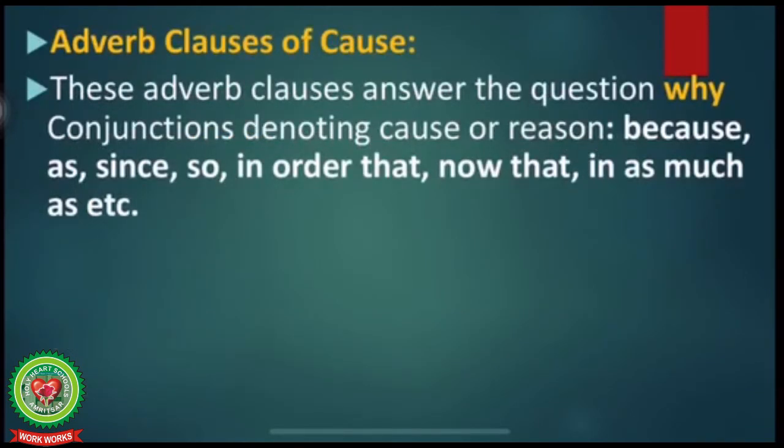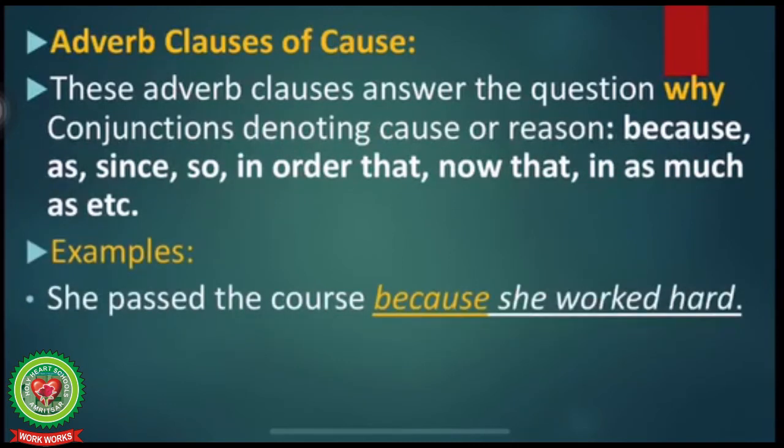So students, next on the list is adverb clauses of cause. These adverb clauses answer the question why. Conjunctions denoting cause or reason: because, as, since, so, in order that, now that, inasmuch as, etc. Now students, let us look at the examples. She passed the course because she worked hard. Here again, the subordinating conjunction is because, and the part that follows, because she worked hard, is the subordinate clause, and she passed the course is the principal clause.